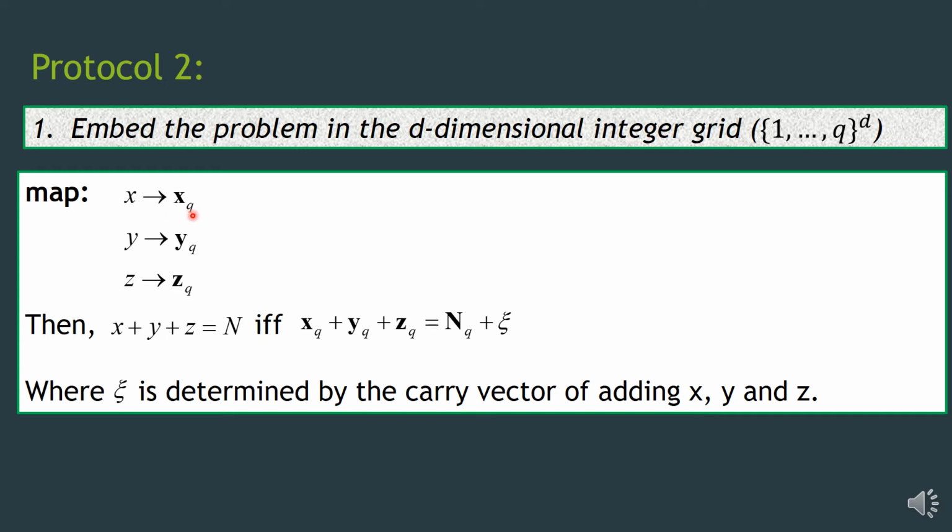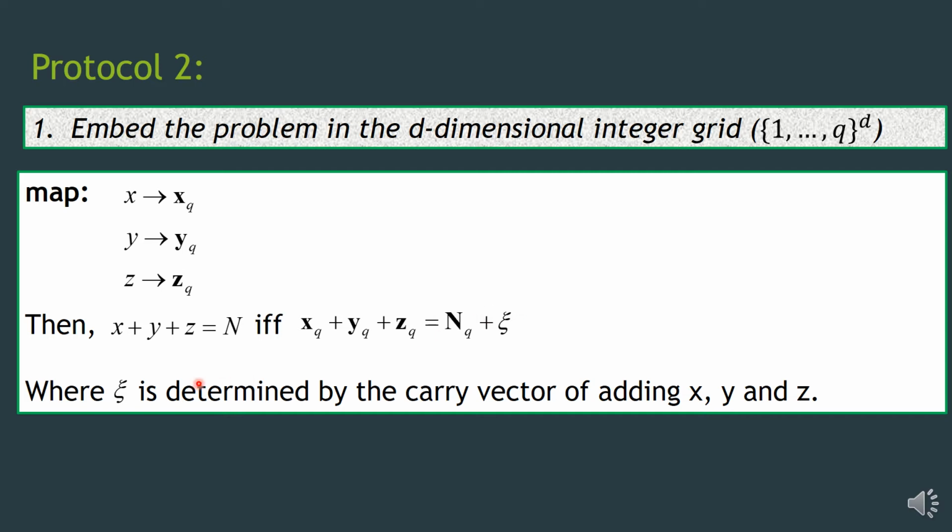So we take x, mapped to its representation in base q, and y and z as well. And now instead of determining whether x plus y plus z is equal to n, you want to determine whether xq plus yq plus zq is equal to nq, the base q representations. The difficulty is that integer addition has carry, so it's not the usual addition of vectors, which would have been much simpler. You need to add some correction term that is determined by the carry vector of adding x, y, and z. After you add the correction vector, it's true that x plus y plus z is equal to n if and only if xq plus yq plus zq is equal to nq plus this correction term.